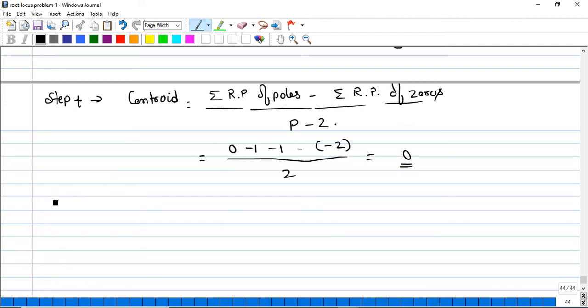And step 5, to identify the breakaway point.